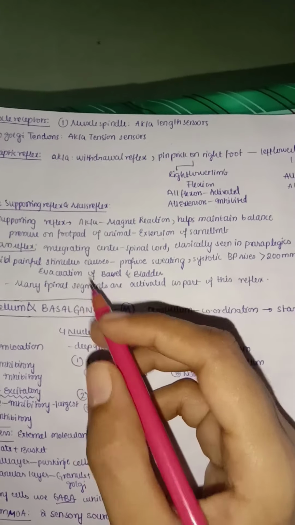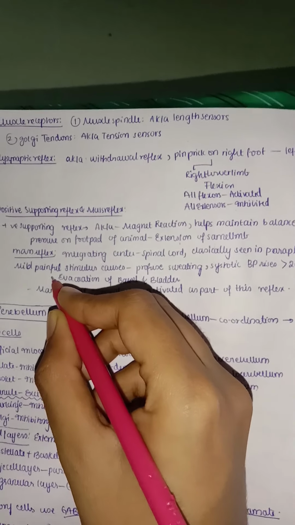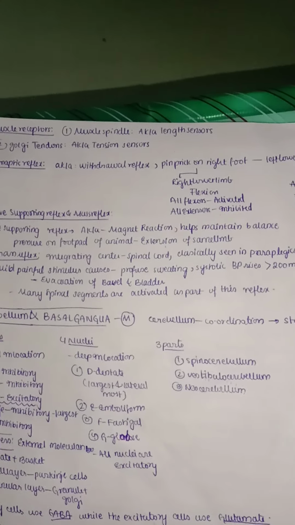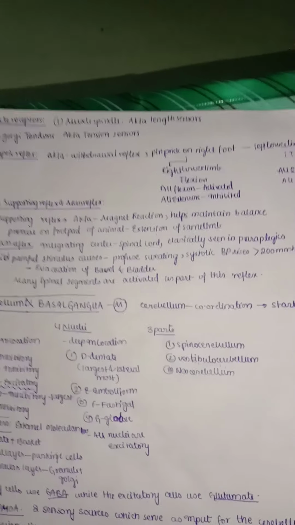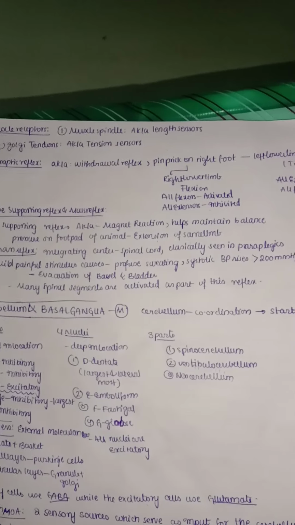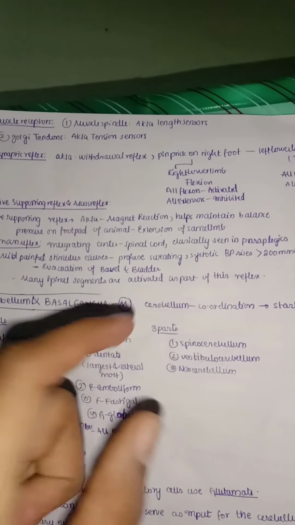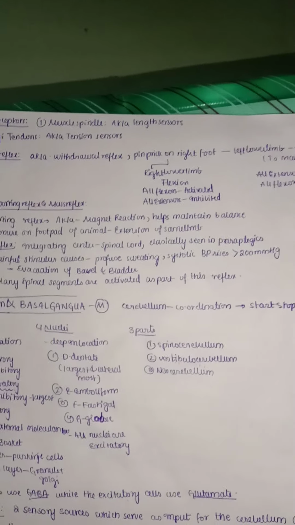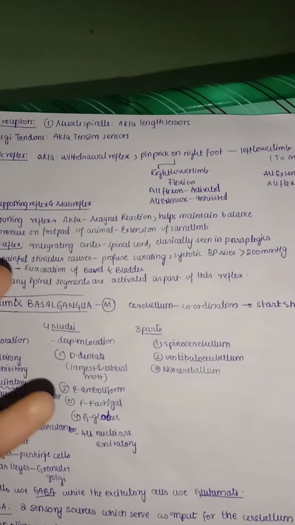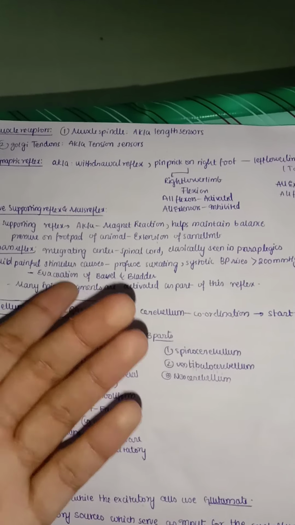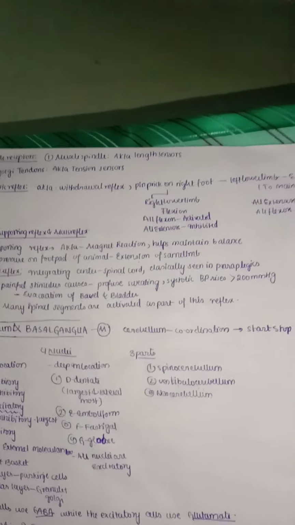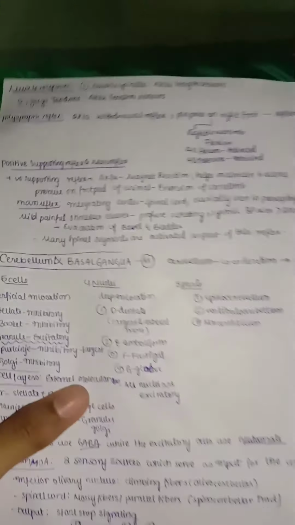of bowel and bladder. So the purpose why we do this mass reflex is we want to evacuate the bowel, and also we want to evacuate the bladder by means of this mass reflex, because normally in this person you can see with just mild pain only, they're having a lot of sweating and high blood pressure. So in these situations they can't undergo normal natural bowel movements, so for that we use this process, and many spinal segments are activated as a part of this reflex, hence it is called mass reflex. Many spinal segments are involved in this process, so it's a mass reflex.